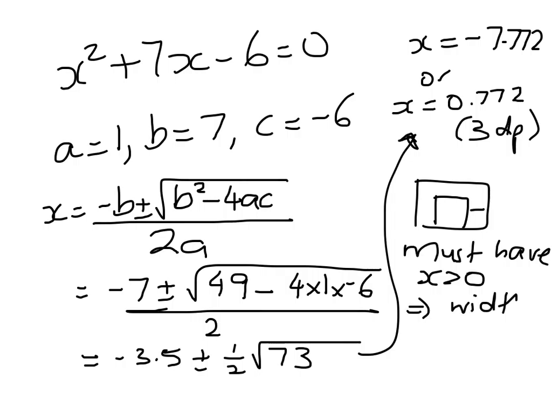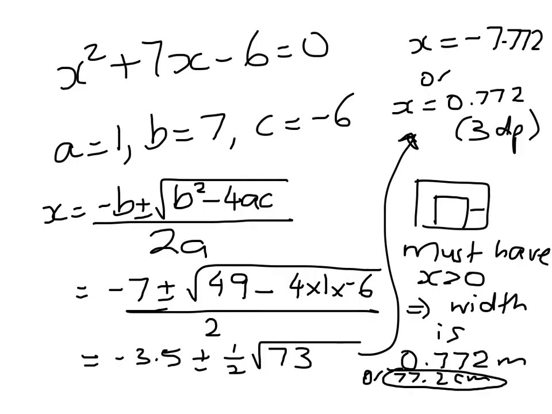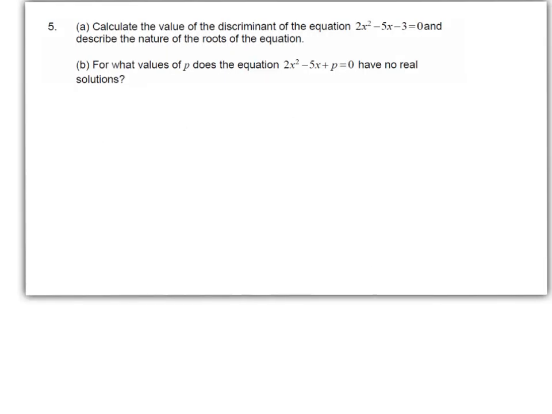So the width is 0.772 metres or 77.2 centimetres. And you can check back in with the original question that works out, and it does. Okay, so your final answer there is the path width is 77.2 centimetres. Next question coming up.